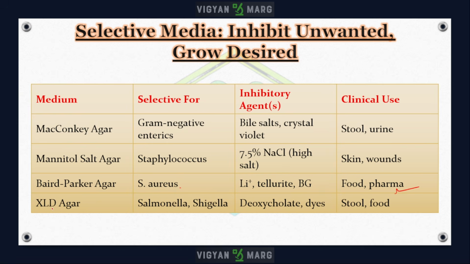And another is XLD agar, which is selective for Salmonella and Shigella. Deoxycholate and certain dyes inhibit normal coliforms. Okay, and it is widely used for stool and food testing.